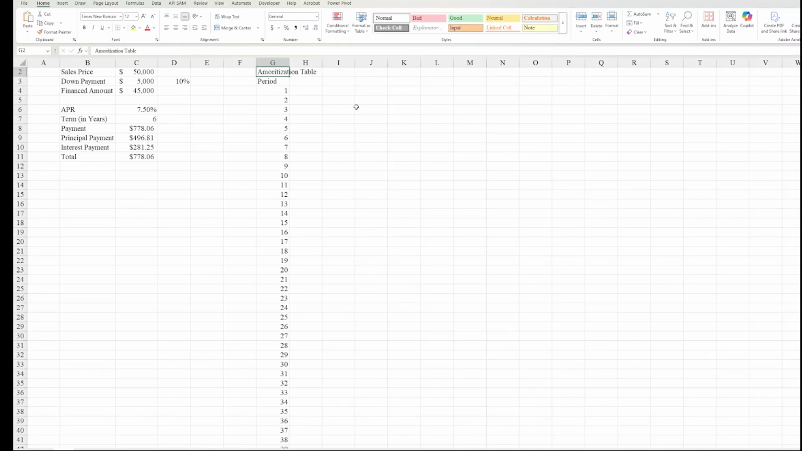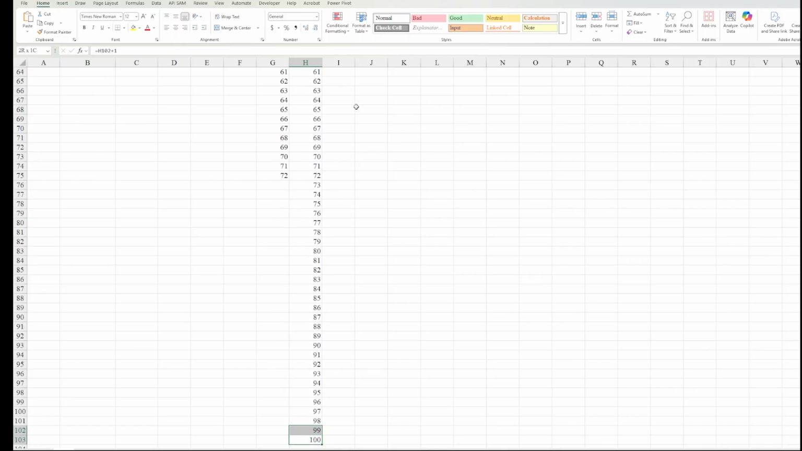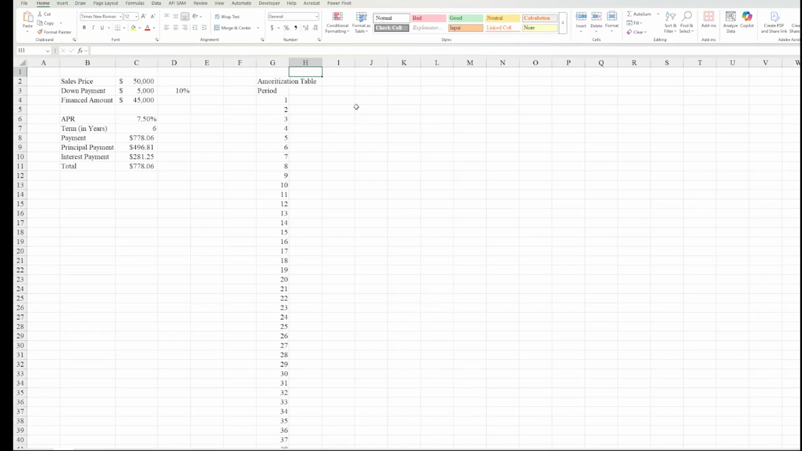There are some other ways you could do it. Like you could do 1 here, and then equals this plus 1, and then fill this down. But you might go too far, and then you have to go back and delete it. It's not very efficient. So anyway, just clear that out.